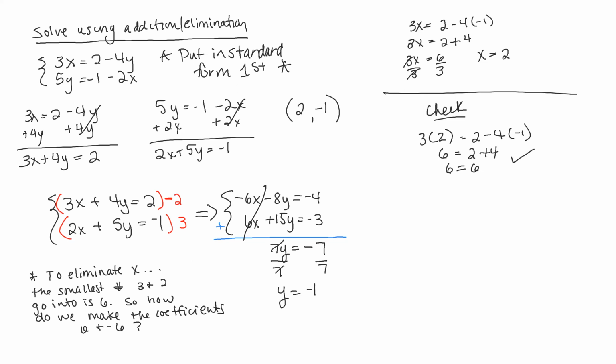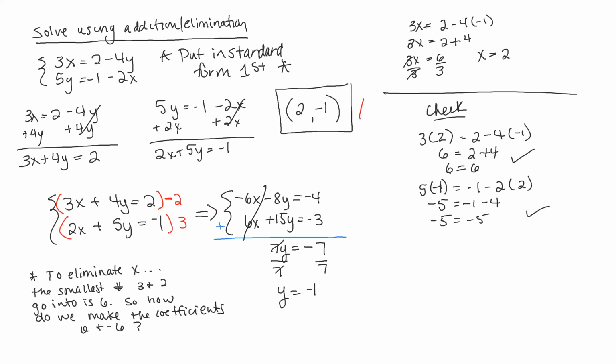First equation is good. Second equation, I get 5 times y, which is negative 1, equals negative 1 minus 2 times x, which is 2. So I get negative 5 equals, let's see, negative 1. And then negative 2 times 2 is negative 4. Negative 1 minus 4 is negative 5. Second equation is true. So we can say with confidence the solution here would be 2, negative 1.